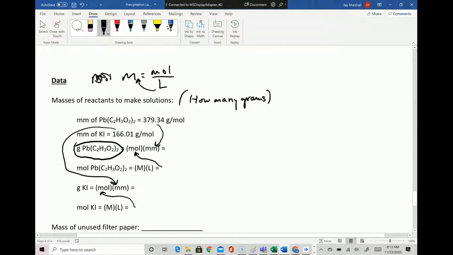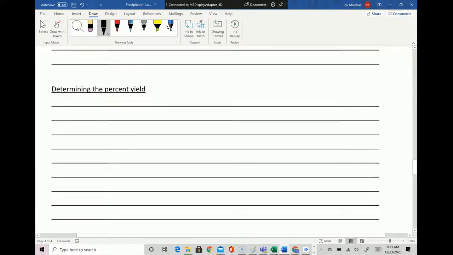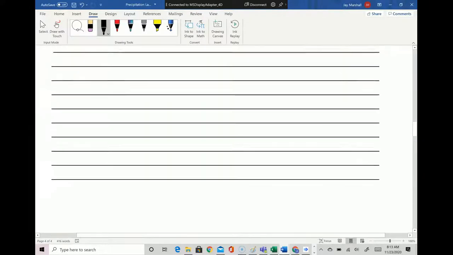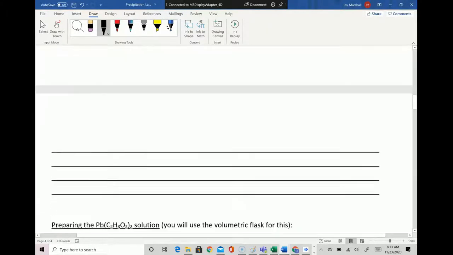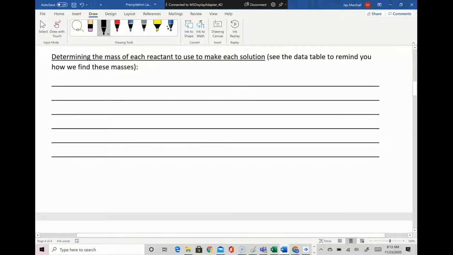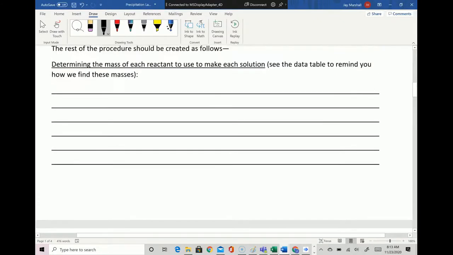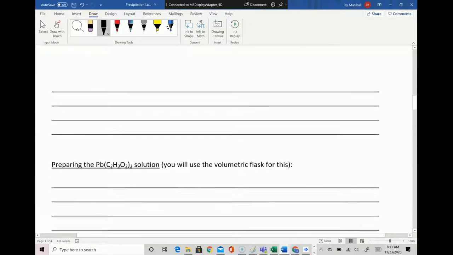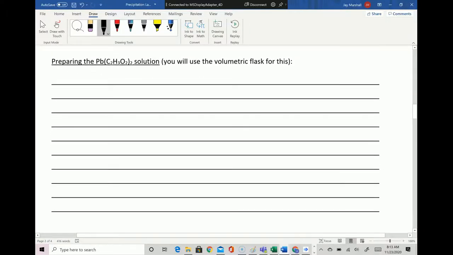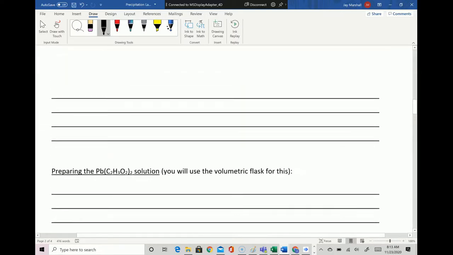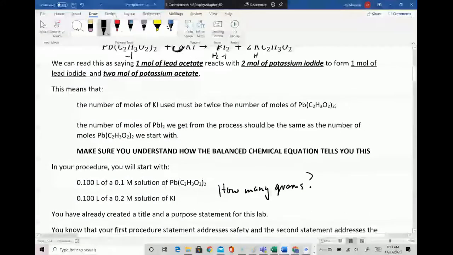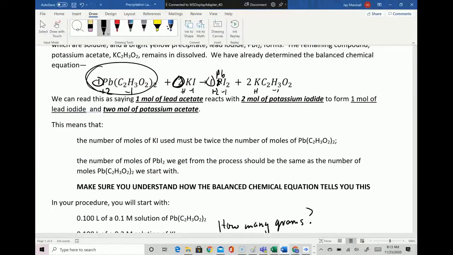Okay, so ultimately we're going to create a procedural set of steps to remind us how to do that. If we go back up here, we'll write out in words how we calculated that, right? Okay, so that's what that space is for. I would encourage you to write down some notes during the time that you're doing this to remind you how to accomplish this. Okay? Now, preparing the lead acetate solution, this first solution right here, how do I make it?